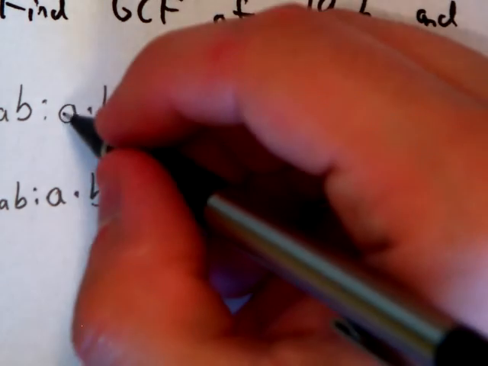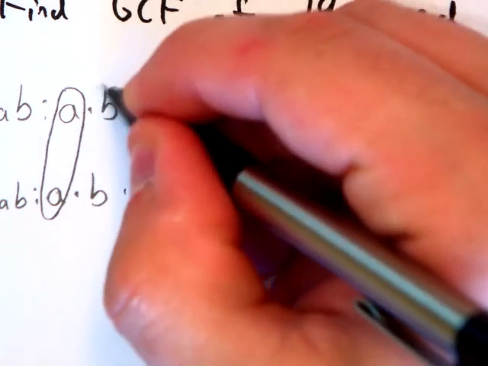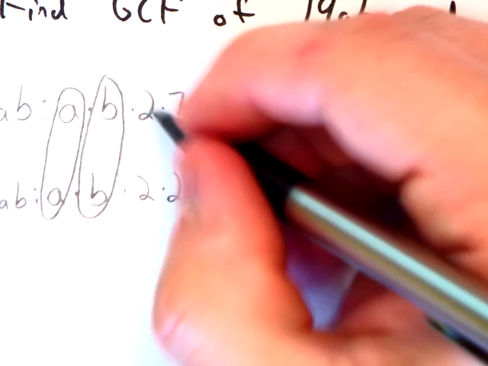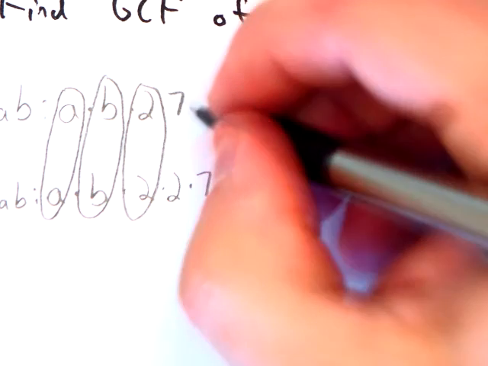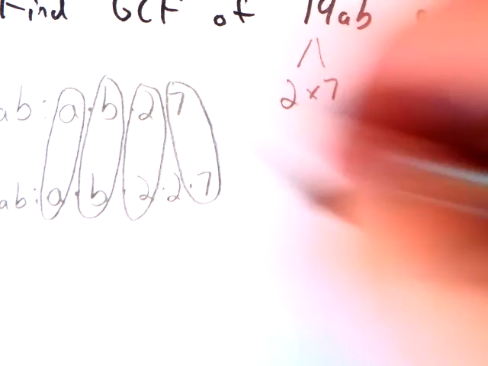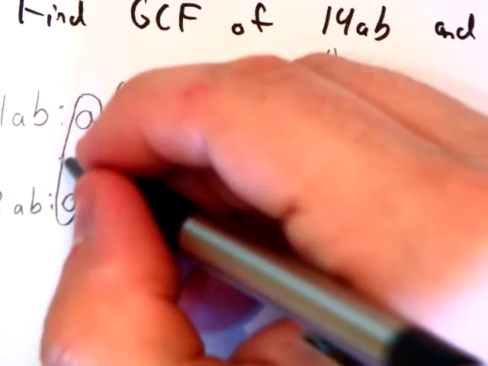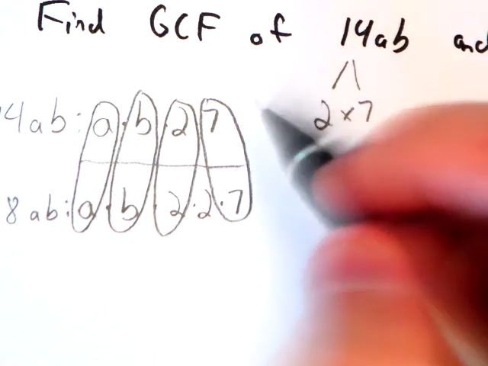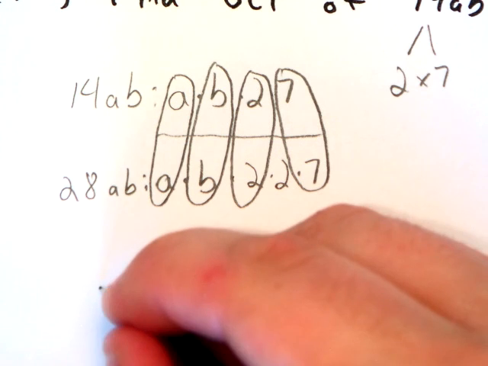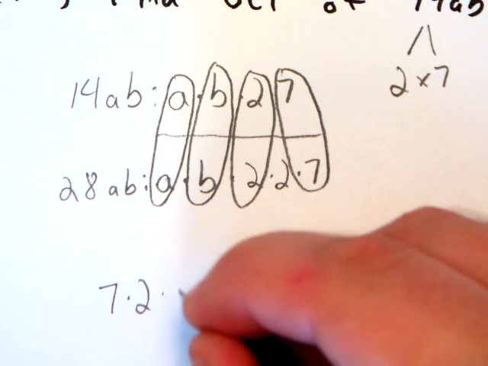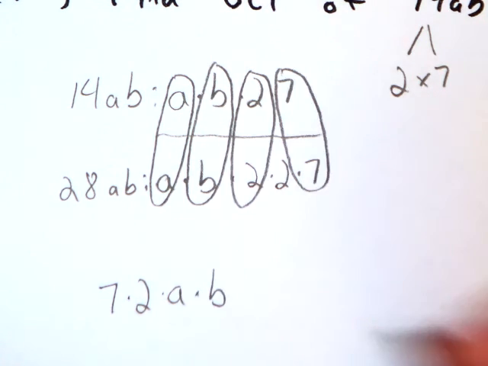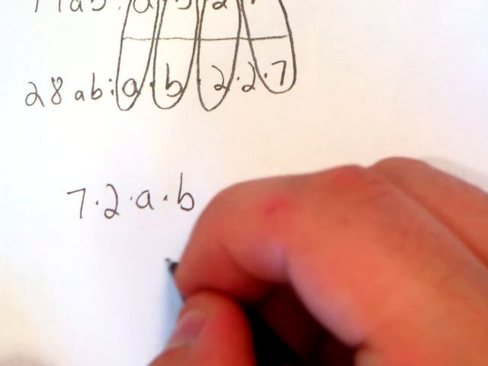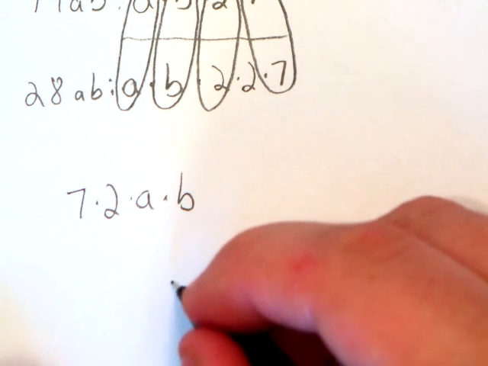Again, I'm going to look for pairs. Both of them have an A, both of them have a B, both of them have a 2, both of them have a 7. So I'm going to split this in half and multiply one number from each pair. So I have 7 and 2 and A and B. 7 times 2 is 14, times A is 14A, and times B is 14AB.